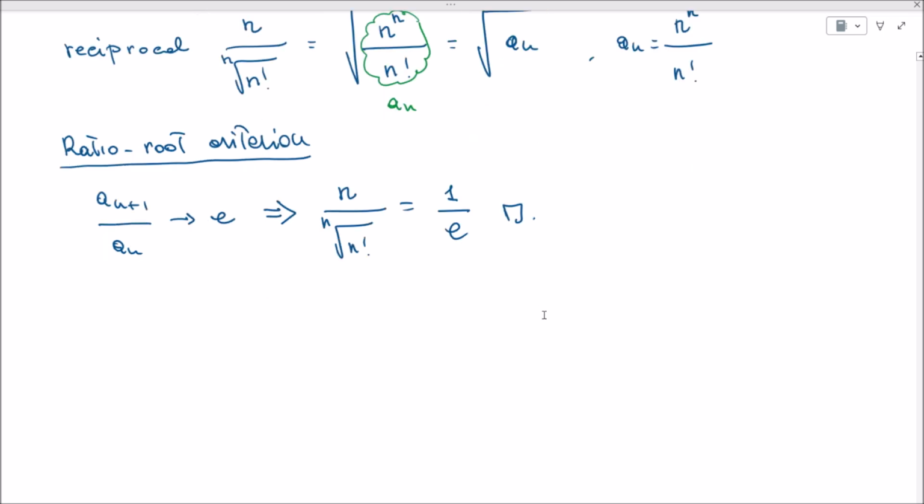And as a last example, let's consider the sequence n factorial divided by 2 to the n squared as n goes to infinity. And we'll see that this result is 0. So this is a little bit surprising, but this shows that an exponential with an exponent which is n squared is more powerful than the factorial. So let's try to apply once again the ratio criterion.